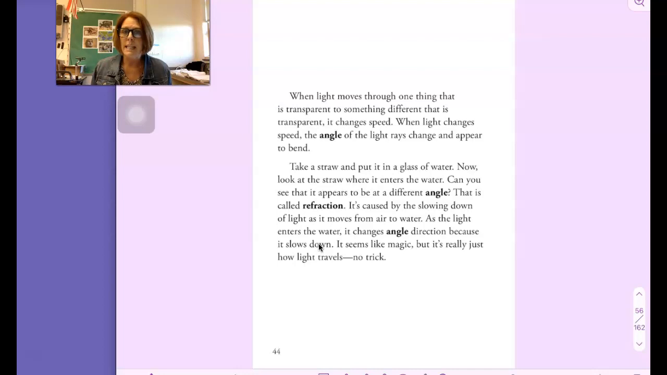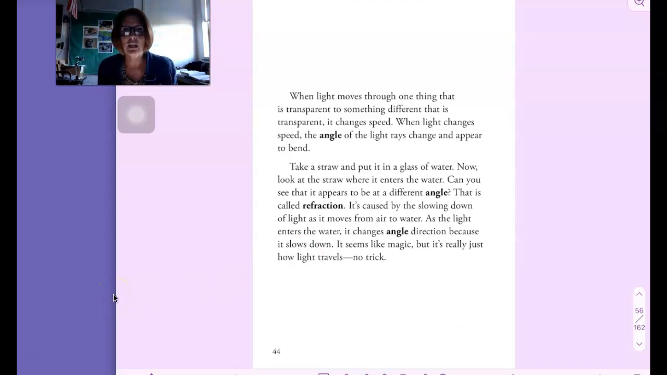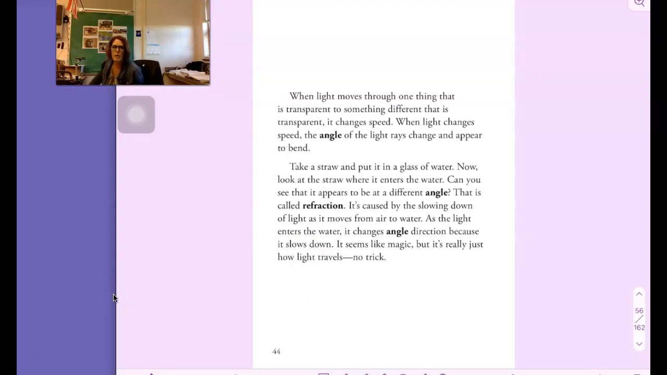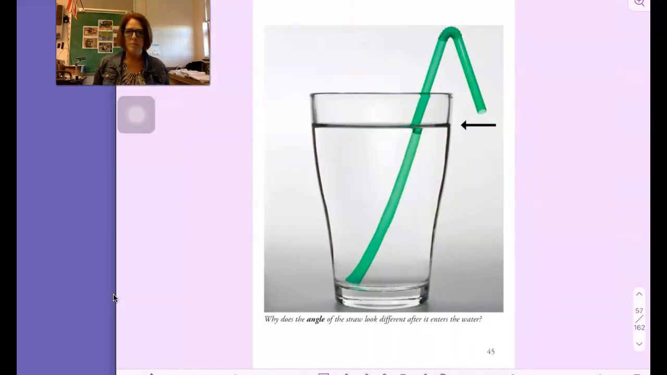Take a straw and put it in a glass of water. Now look at the straw where it enters the water. Can you see that it appears to be at a different angle? That is called refraction. It's caused by the slowing down of light as it moves from air to water. As the light enters the water, it changes angle direction because it slows down. It seems like magic, but it's really just how light travels. No trick. So there you can see that the angle of the straw looks different after it enters the water because the speed of the light changes.